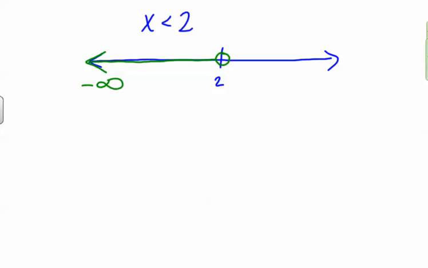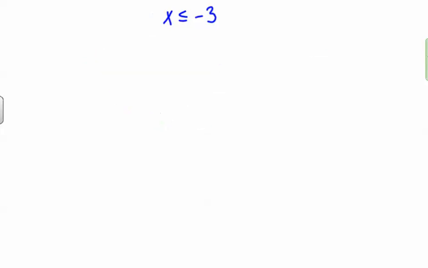So this time our interval begins with negative infinity and ends just before 2. So 1.9 is the solution, 1.99, 1.999, but not 2. Now let's look at a very similar inequality in which the reference number is included. So in this case, all our x values that satisfy this inequality statement are less than or equal to negative 3.